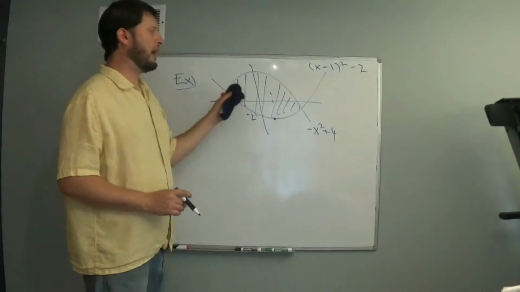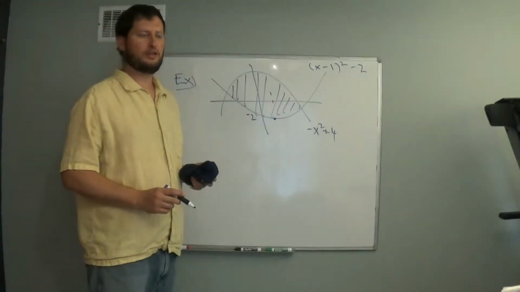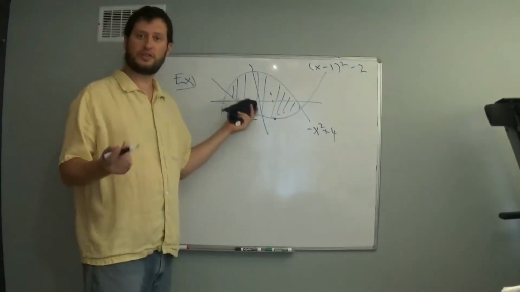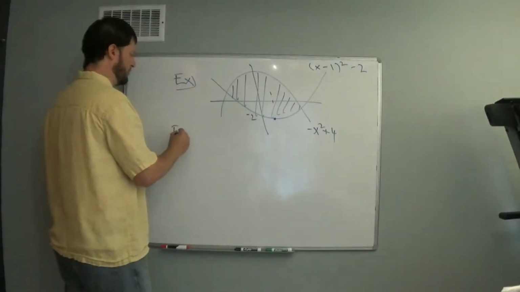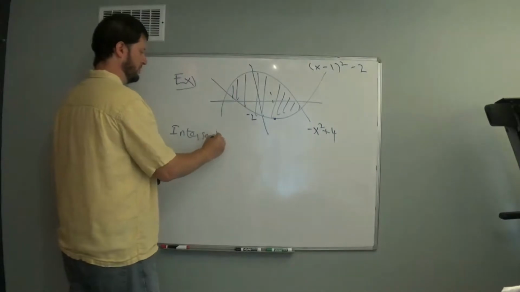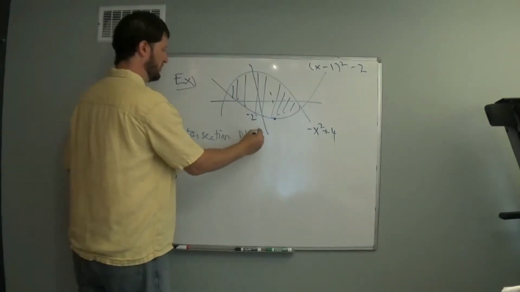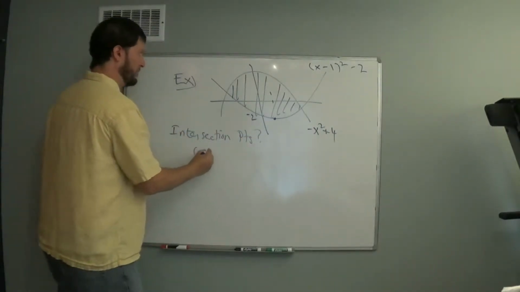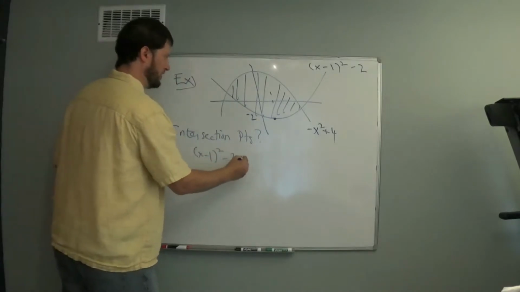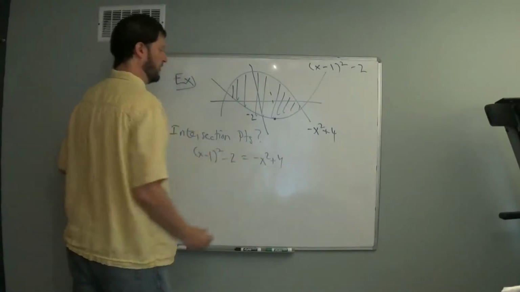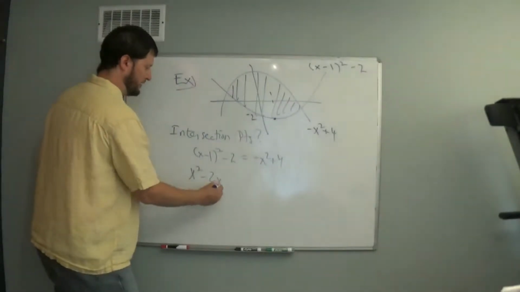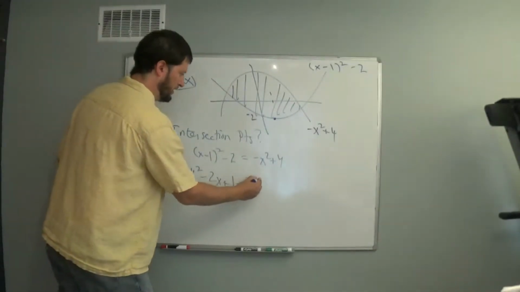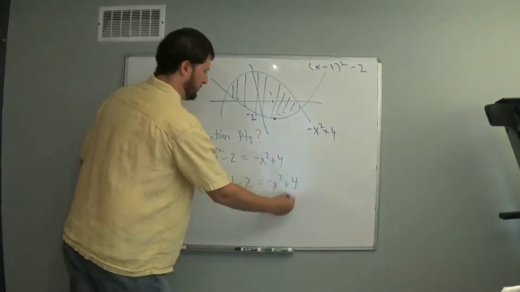And so if we're not given the limits of integration, what we have to do is actually set the 2 curves equal to each other so we can find the intersection points. So we want the intersection points. So we need x minus 1 squared minus 2 is equal to negative x squared plus 4. We'll expand this out. x squared minus 2x plus 1 minus 2 equals negative x squared plus 4.